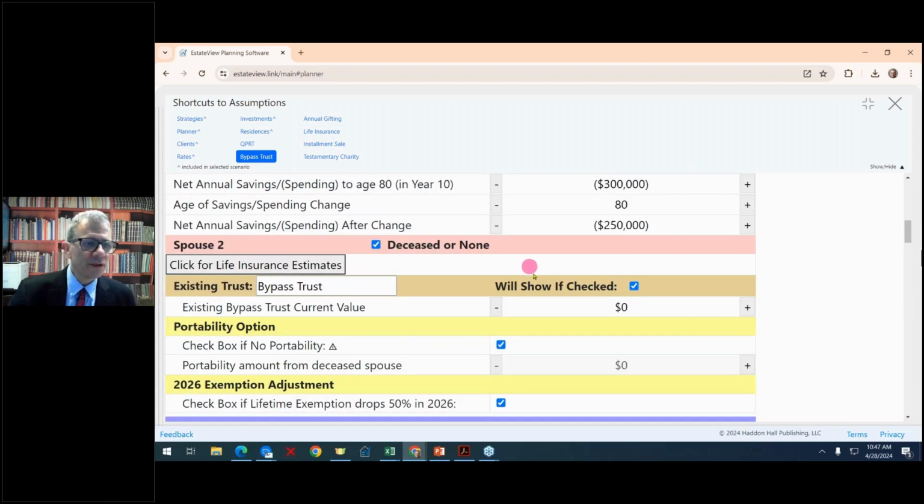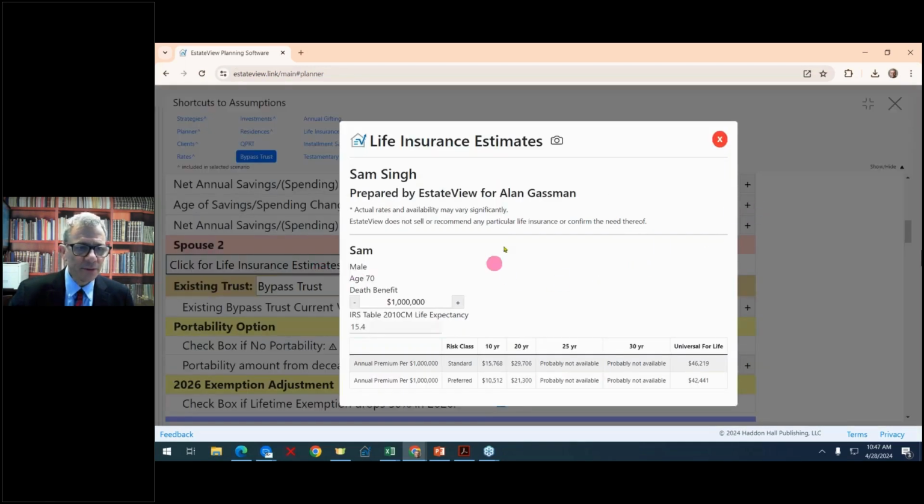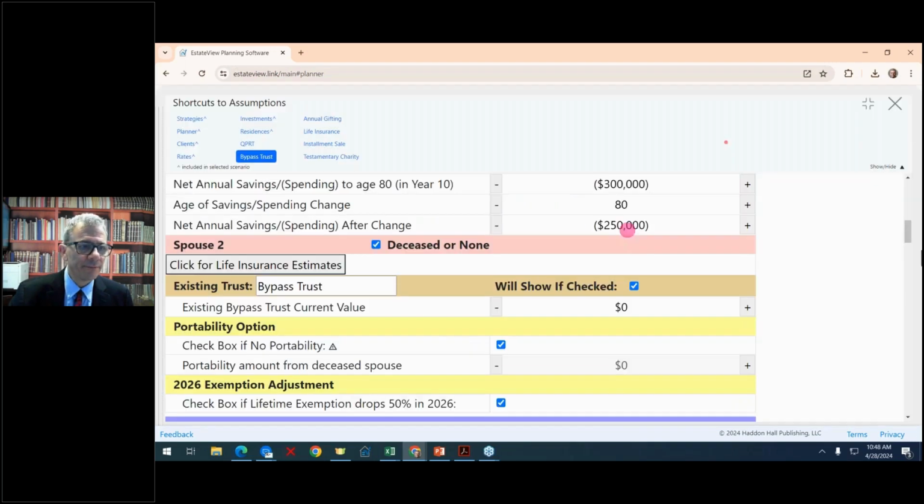If I want to know how much life insurance would cost on him, I can click there, and that will take us to our life insurance scenario. So I can see a 70-year-old for $1 million of coverage. It would cost between $16,000 and $10,000 a year for a 10-year term if he was interested in that, assuming non-smoker. That would be a typical rate. He's not interested in life insurance.